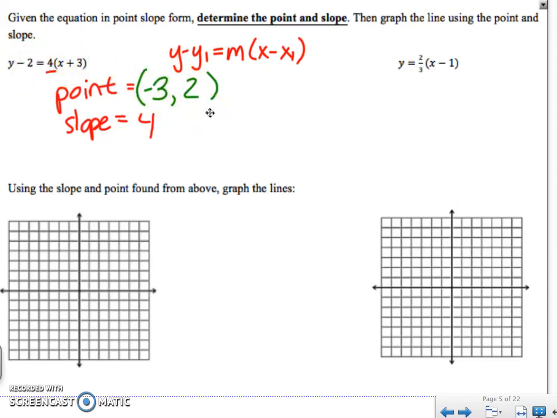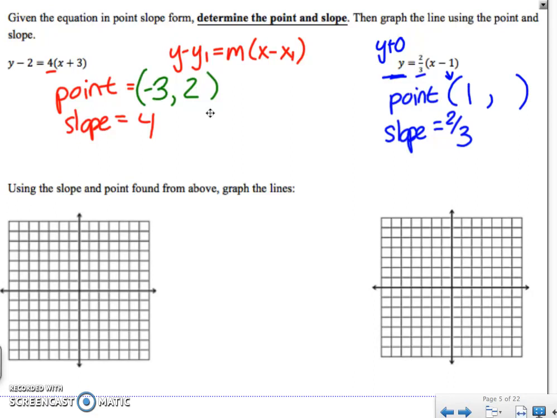Okay. All right, on the other one, my points and my slope. Again, slope is the easiest to find. It's 2 over 3. It's the number in front of the parentheses. However, here we've got something funky going on because I don't have a number. So if there's no number, that's like saying y plus 0 is on that side. So when I get my coordinate point, I'm going to change that -1 to a +1.